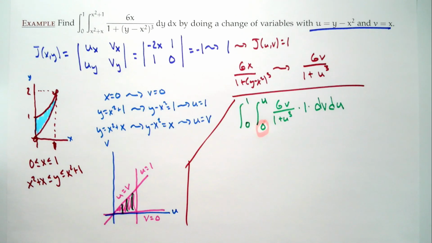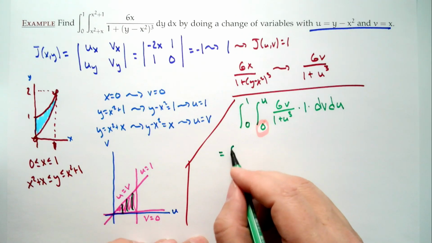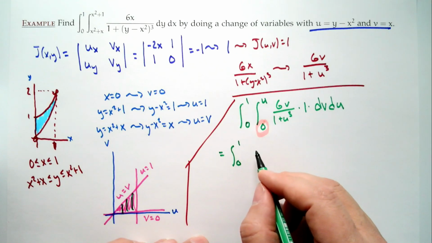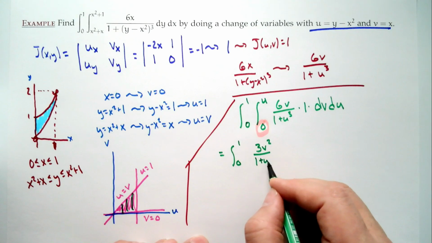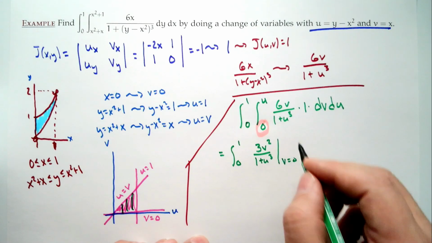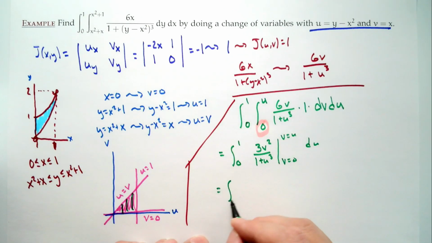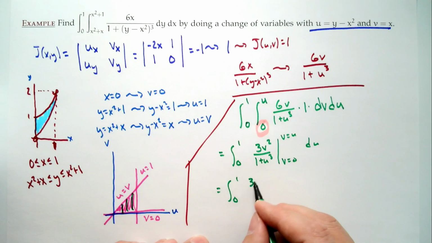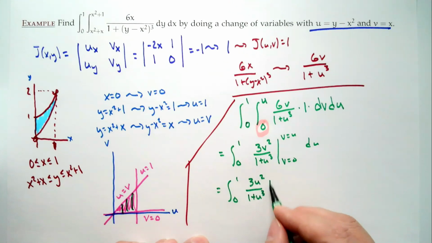All right, well, let's do the integral. If I integrate 6v with respect to v, what do we get? 3v^2 over (1 + u)^3, evaluated from v equals 0 to v equals u, du. We evaluate that, we get the integral from 0 to 1 of 3u^2 over 1 + u^3 du. And how can we evaluate that? Or do we know how to integrate that?